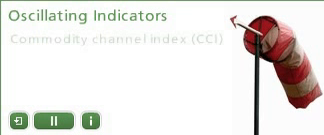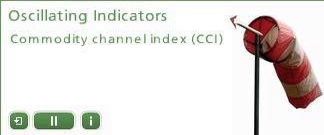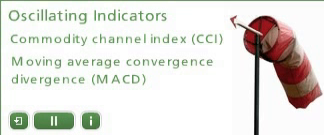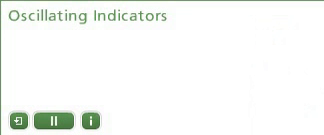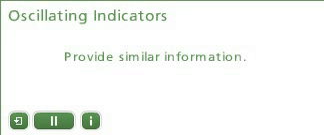Oscillating indicators, like the Commodity Channel Index, or CCI, the Moving Average Convergence Divergence, or MACD, the Slow Stochastic, and the Relative Strength Index, or RSI, are indicators that move back and forth as currency pairs rise and fall. Oscillating indicators can help you determine how strong the current trend of a currency pair is and when that trend is in danger of losing momentum and turning around. While each oscillating indicator has a unique calculation, all oscillating indicators provide similar information.